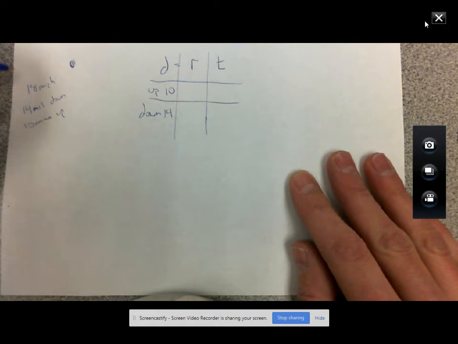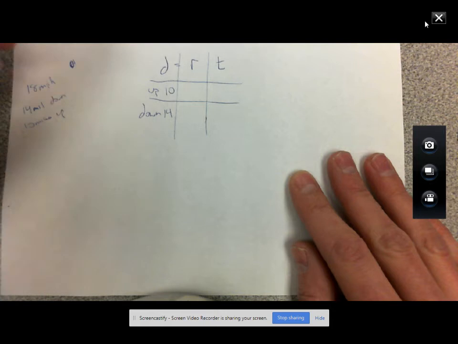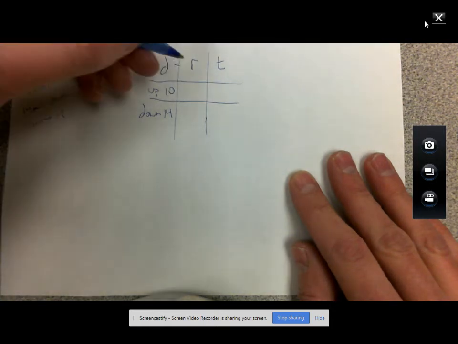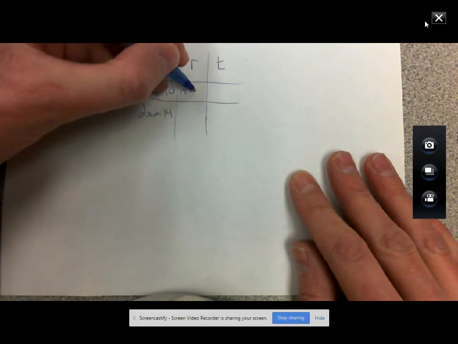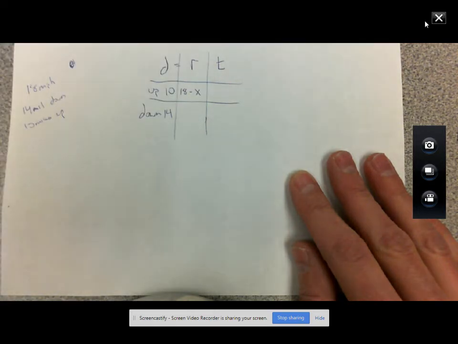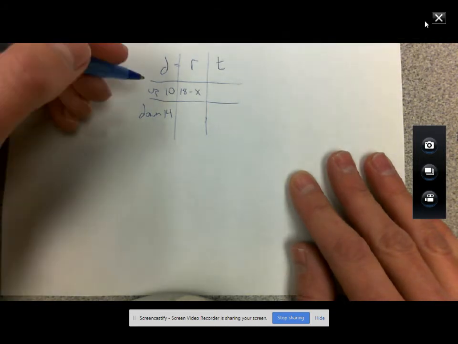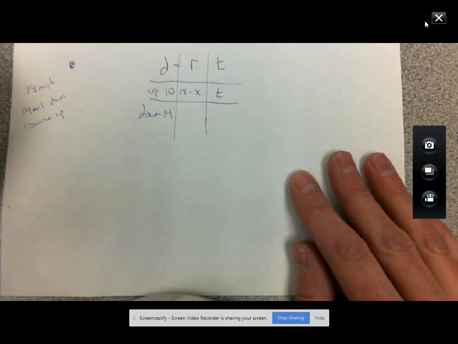If you're going upstream, the current is working against you. The current is pushing back against the boat. And so we would have a rate of 18 miles an hour minus whatever that current is, because it's going to be going slower. Your rate of travel will be that 18 miles an hour, but the current is working against you, so you'll really be going slower. And the time, t, we don't know.